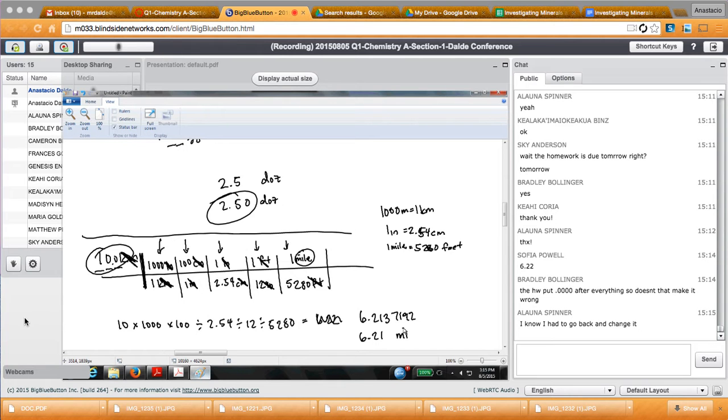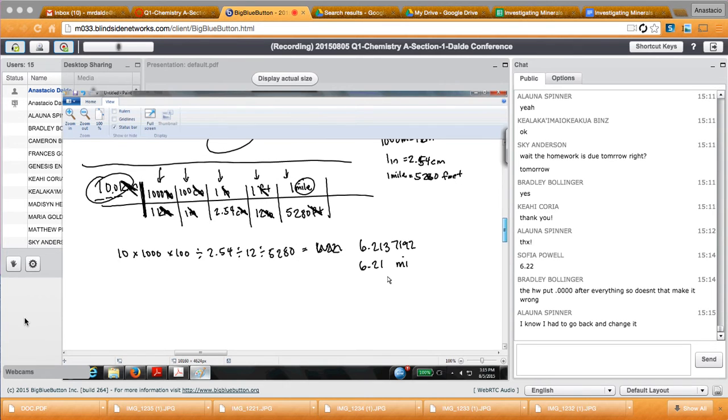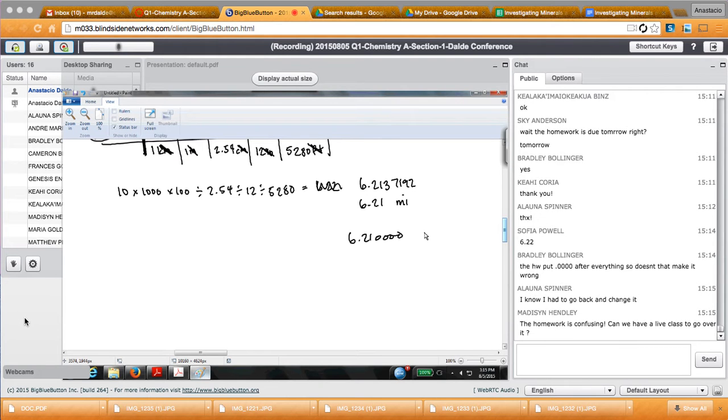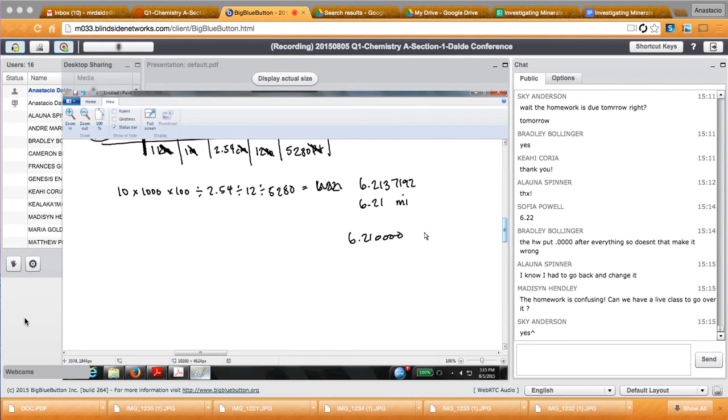If you put in 6.21 and then the homework puts in 6.210000, does that make it wrong? Technically, yes. That gives it a whole bunch of significant figures that shouldn't be there. But that's the way the computer grades it. I don't know why.